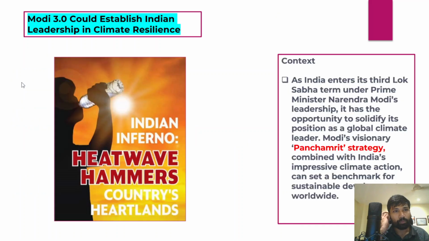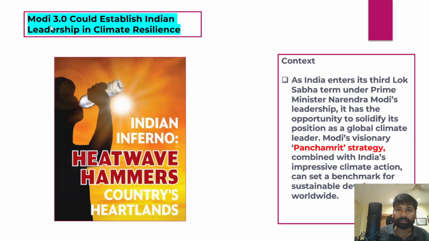So the next very important article is about the Narendra Modi government or NDA government, which is likely to form the government. This is known as Modi 3.0. So it could establish Indian leadership in climate resilience. Now, after the 18th Lok Sabha elections, Prime Minister Narendra Modi would form the government as the leader. Okay, so we'll understand the context of this article, how India can play a leadership role in climate resilience at the global level under the Modi 3.0 government.